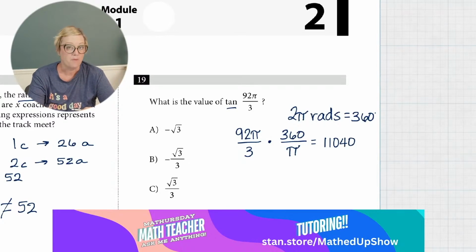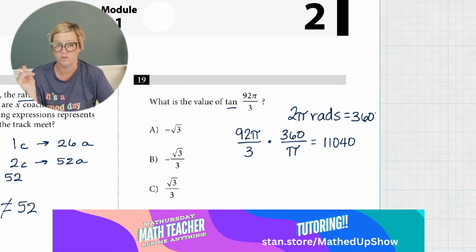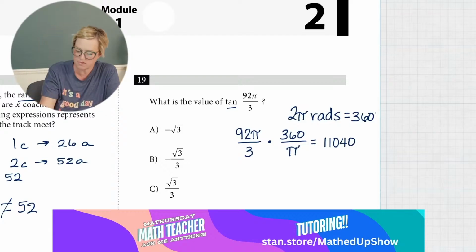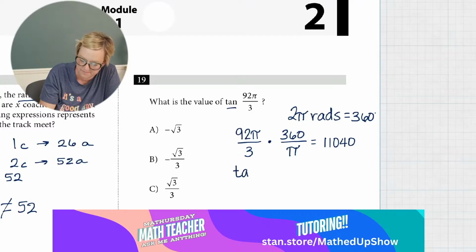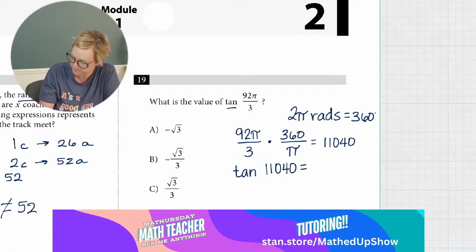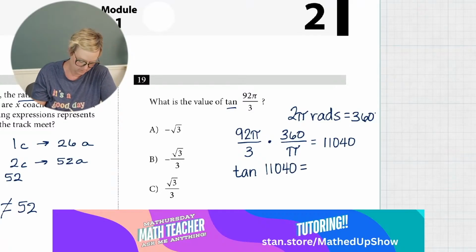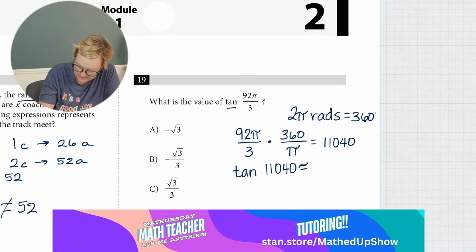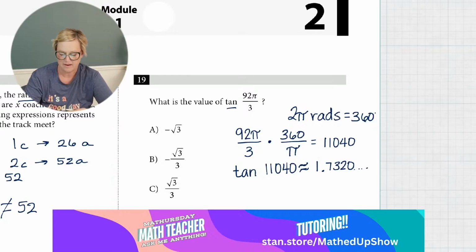Now, if I were using a unit circle or something like that, then I would need to subtract a bunch of times to figure out what the reference angle is, right? But what I can also do is, on my calculator, do tangent 11,040. And that gives me an estimate of 1.73205, blah, blah, blah.